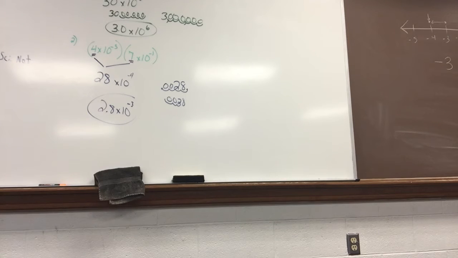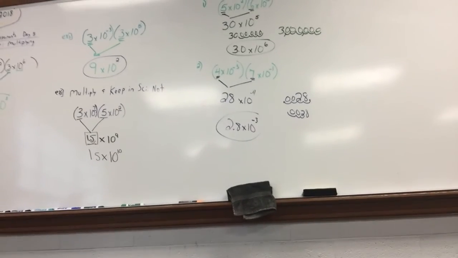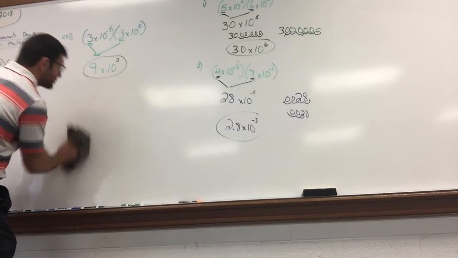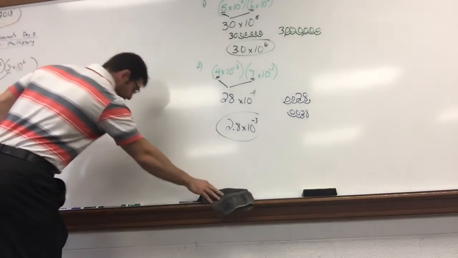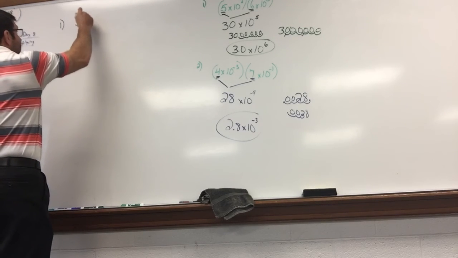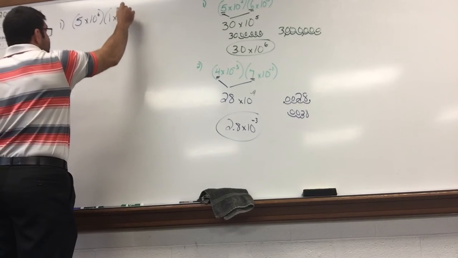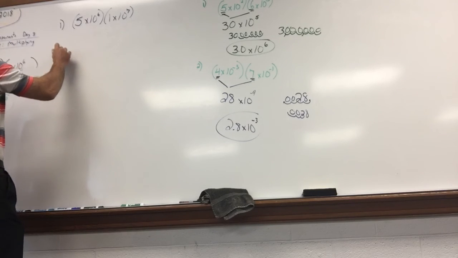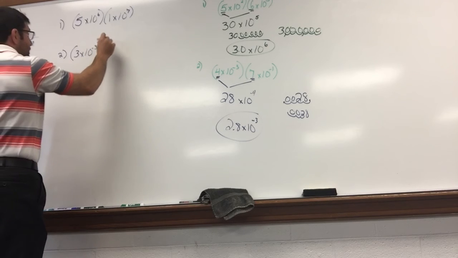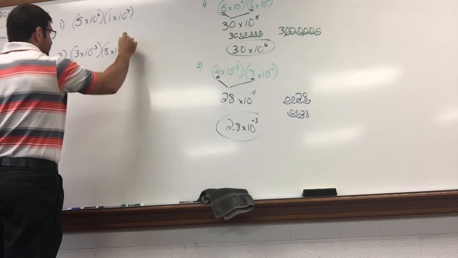One more set of problems. You're probably not going to finish them before you leave, so you need to make sure that you write them down because this will be your homework. So write them down. Just 2 problems. Here we go. Number 1. 5 times 10 to the 6th times 1 times 10 to the 7th. And number 2. 3 times 10 to the -3rd times 8 times 10 to the -5th.